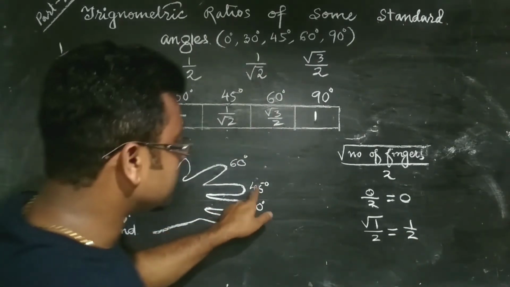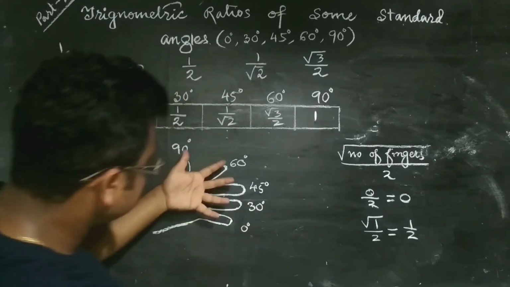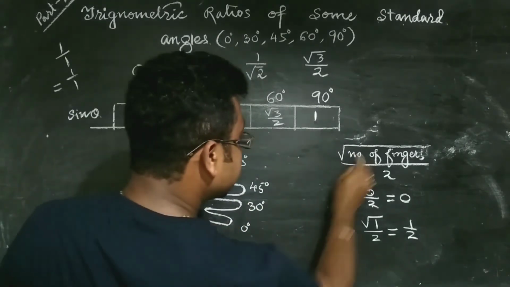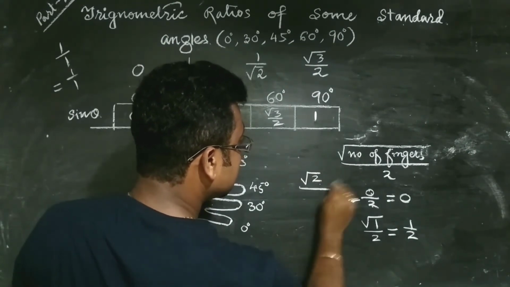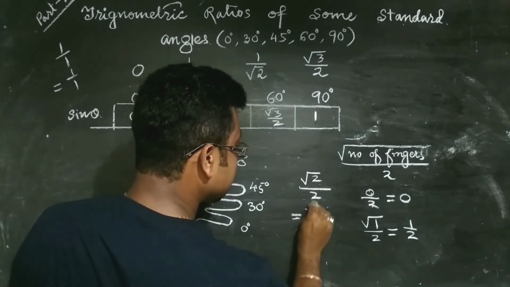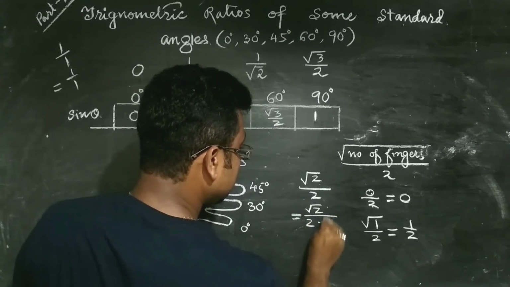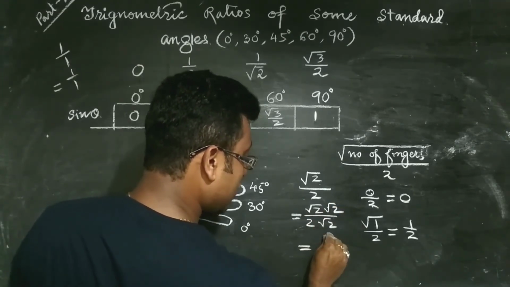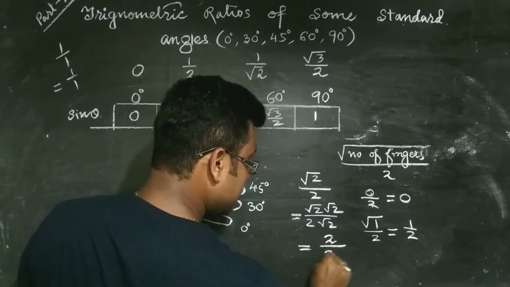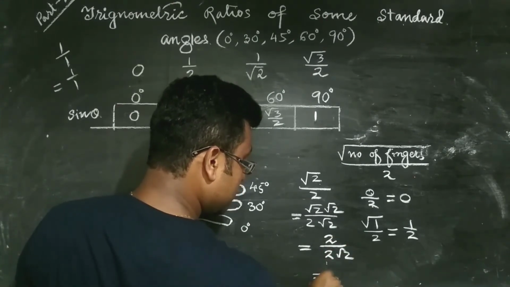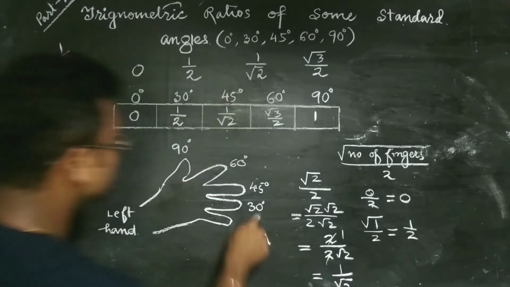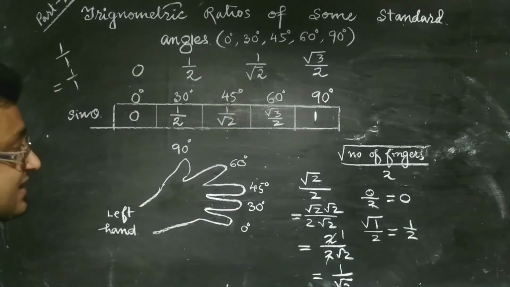Next one is 45. 45 के लिए क्या करोगे? Just see. How many fingers are below this one? 2 fingers. So यहाँ पे क्या लिखोगे? Root over 2 by 2. Just rationalize it. 2 root 2, multiply by root 2 both. Root 2 into root 2, all of you know. 2 by 2 root 2. 1 root 2 to cancel. 1 by root over 2. So you got 1 by root over 2. Clear? कैसे आ रहा है?